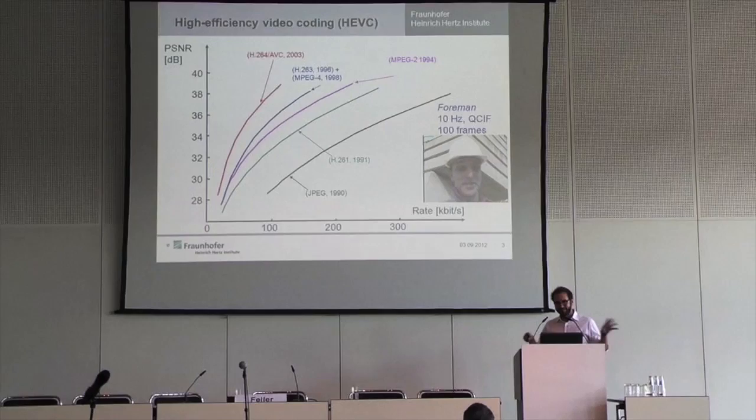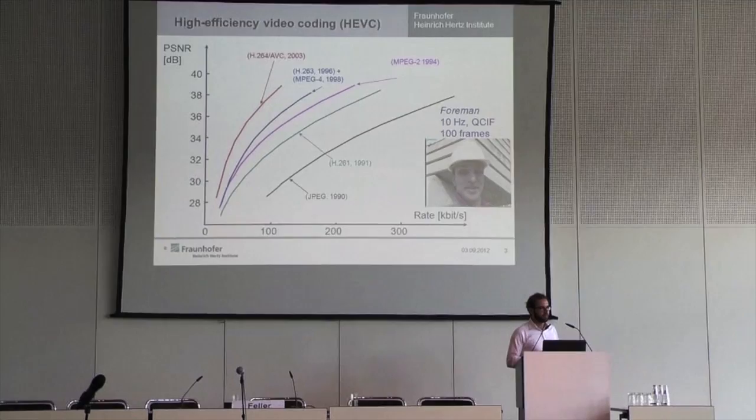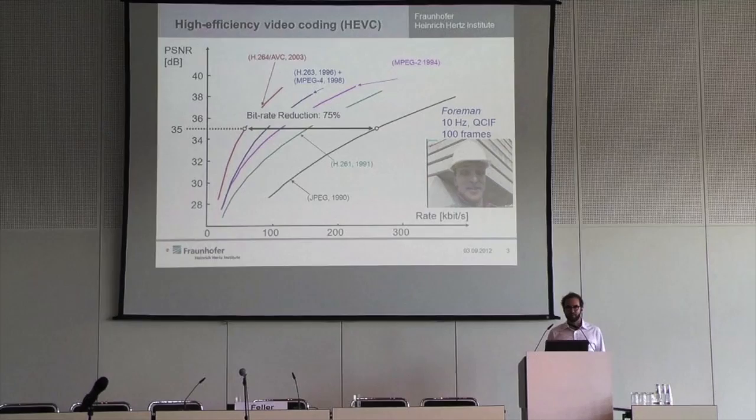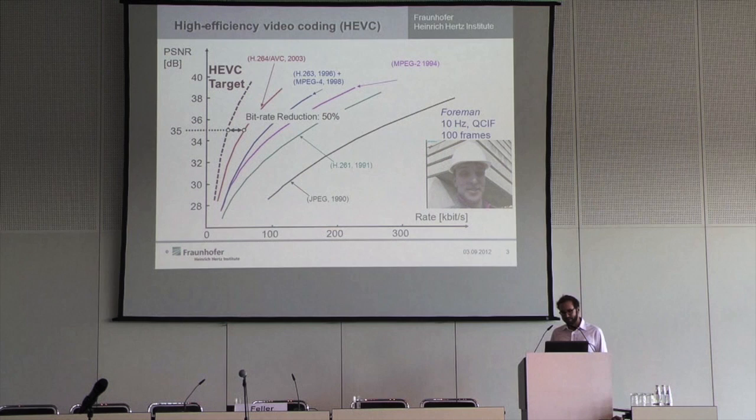So, just a short revision of the history of video coding. Starting with motion JPEG in the 90s until H.264 AVC in 2003, we had a reduction of 75% in bitrate for the same quality, here 35 dB in PSNR. And this is the target. We already heard that it's aimed to reduce the bitrate by 15%. So this is where we are going to.